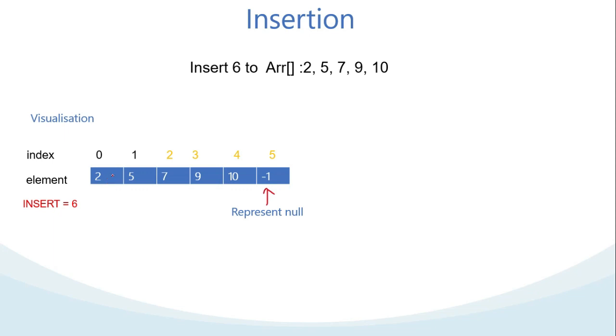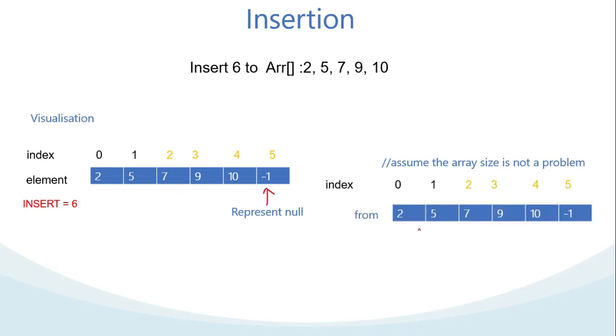Each element occupies a certain index. I use -1 here to represent null, as I assume the array size is not a problem in this situation. And I use the variable insert to hold the value of 6, the value that we want to insert into the array. The values in the array are in ascending order. We want to insert 6 into the array, so we need to search for the correct position for 6. The correct position for 6 is after 5, which is at index 2.